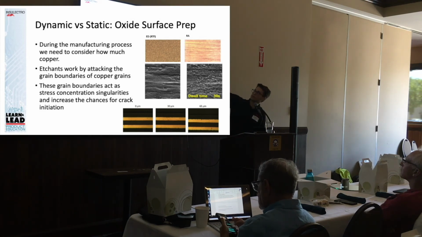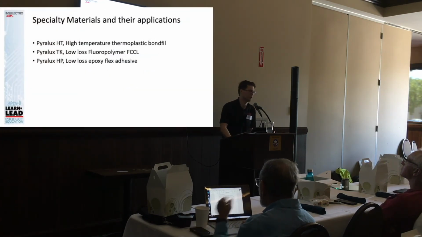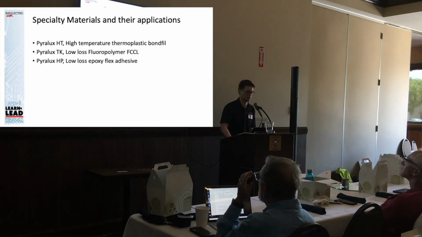Up here you can see the differences between an RA and an ED foil and what the effects look like after we've gone through, one, SEMing it, and then two, putting it through an etch for 30 seconds. You can see how we're attacking the grain boundaries. And that's just how etches work. There's a lot of stress in the grain boundaries, and etchants like to attack those areas first. It's where the copper likes to get released into the solution.